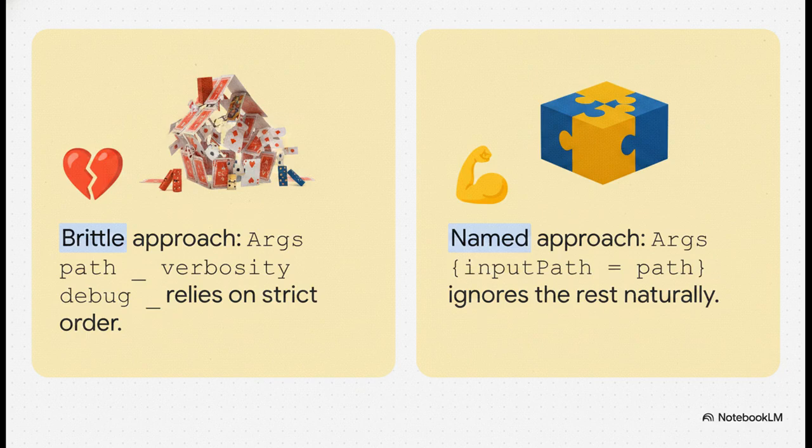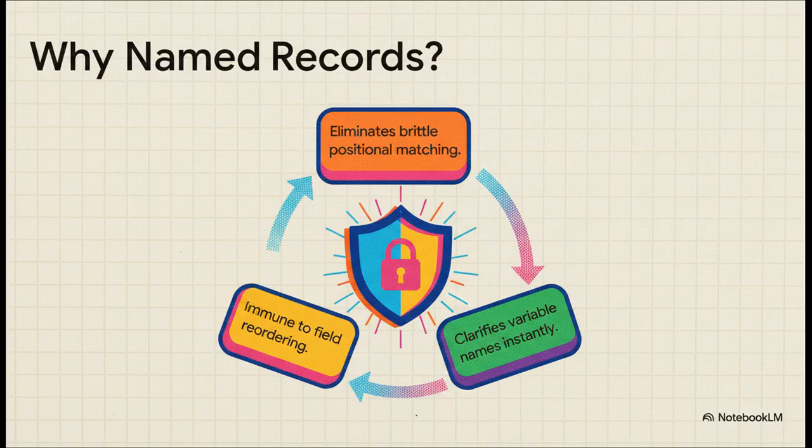Much better, right? Let's summarize exactly why this named record matching is so superior. First off, it completely eliminates that brittle positional matching we just looked at. Second, and this is absolutely crucial, it makes your code immune to field reordering. If someone comes along 6 months from now and changes the order of the fields inside the args data type, your code won't break. You no longer have to worry about the specific ordering of fields. And finally, it instantly clarifies your variable names right at the point of entry. It's just a massive win all around.